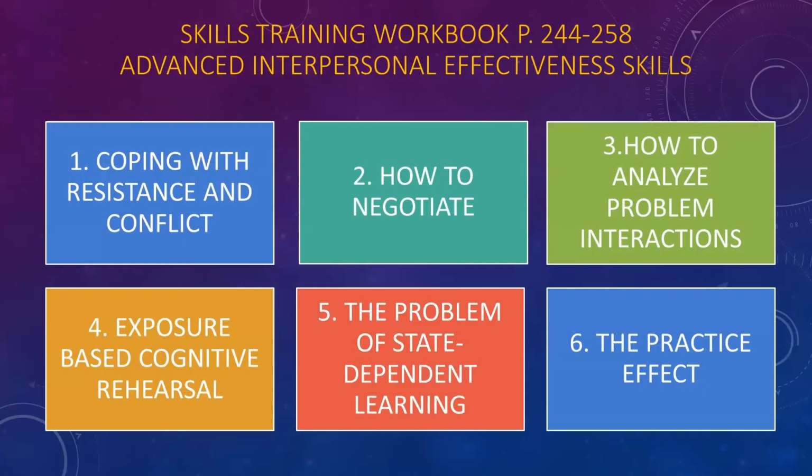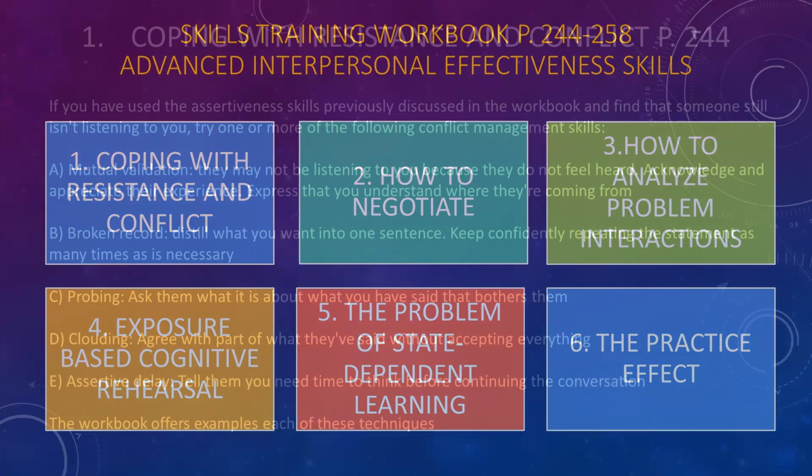Today, in our review of the skills training workbook's advanced interpersonal effectiveness skills, we'll cover 6 topics. 1, coping with resistance and conflict. 2, how to negotiate. 3, how to analyze problem interactions. 4, exposure-based cognitive rehearsal. 5, the problem of state-dependent learning. And 6, the practice effect.